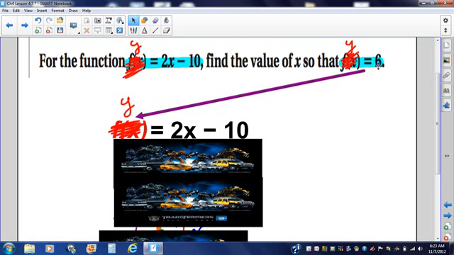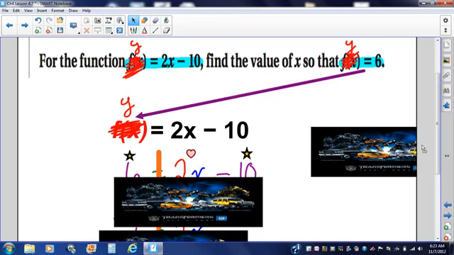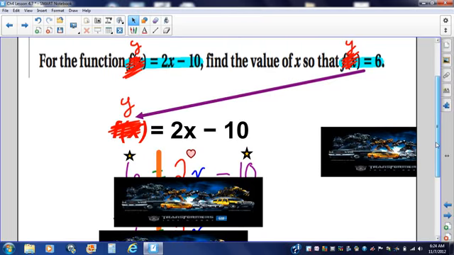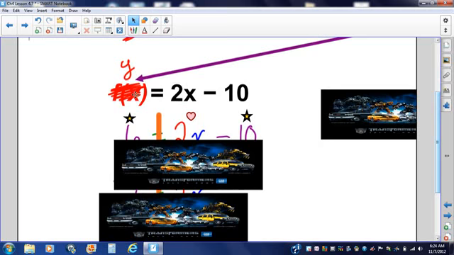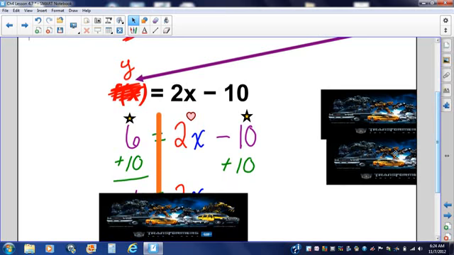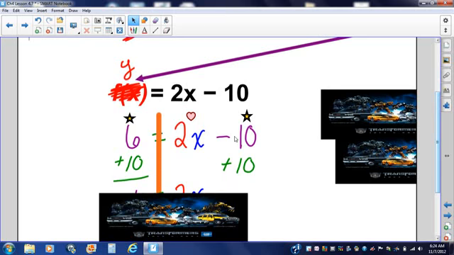I'm going to substitute 6 in for y, or I'm going to substitute 6 in for f of x. So now I have 6, I substituted in that for y or f of x equals 2x minus 10.